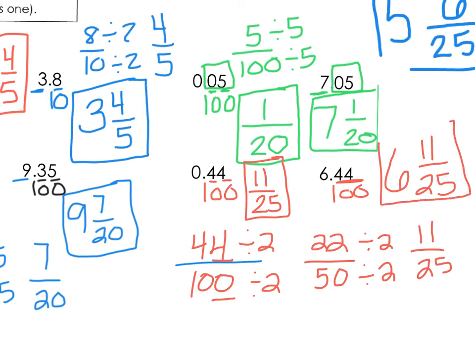Okay, so basically, if the whole number is 0, you do not need a whole number in the front. If there is a whole number, you're not really going to do anything with it. You just need to copy it in front of the fraction.